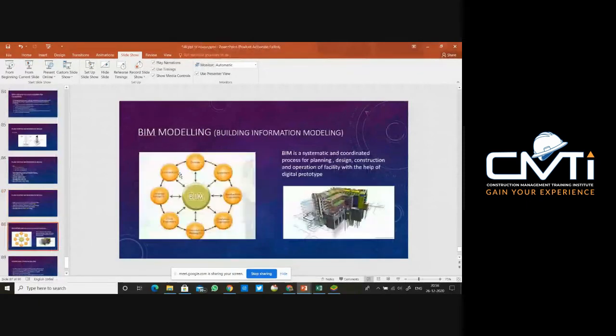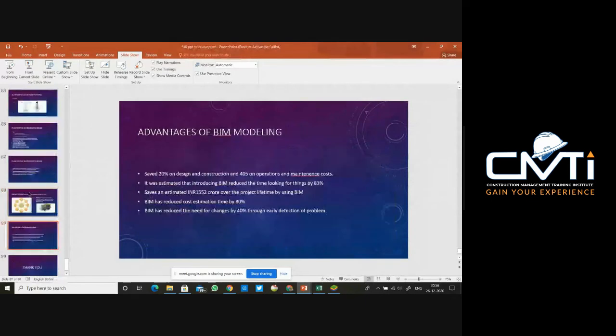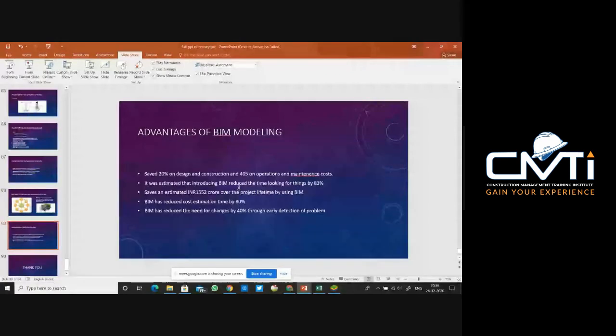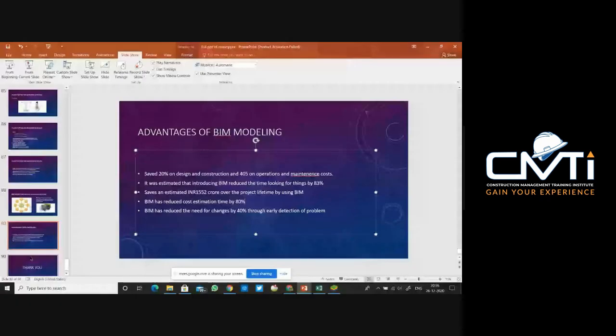Then lastly, I want to explain something about BIM modeling. BIM modeling is a systematic process for planning, design, and construction with the help of digital software. One example of this software is Revit, and it helps in reducing the operation cost. And there is an example which I have heard from one of the CMTI online lectures, that it saved an estimated INR 1552 crore over the project lifetime by using BIM. It would save money, it would save time, it would save cost. So this is all I want to show. Thank you, sir.